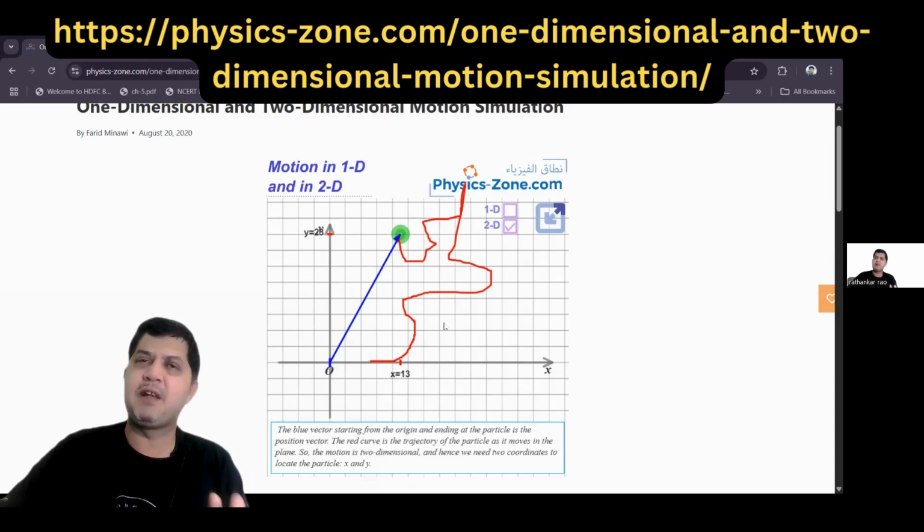A very simple thing, but really a powerful one for the students to understand the differences between one and two dimension. One dimension, only along one axis. Two dimension, it can be on both the axes. It can move along the x-axis, it can move along the y-axis, or it can move in the space between the x and y-axis. That's how you can indicate it.